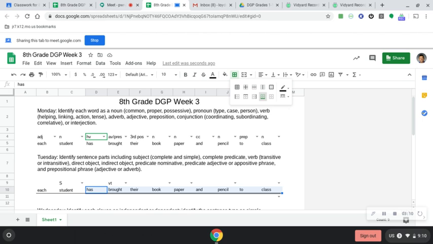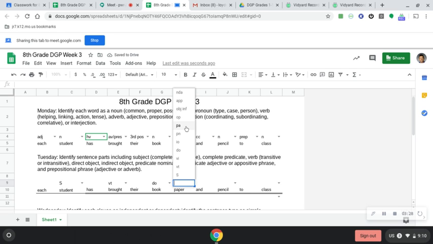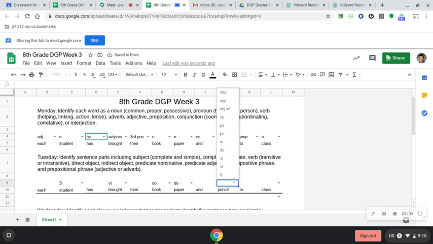So our direct objects, what did they brought? Book, paper, pencil. So what are we putting on top of book, paper, and pencil? DO. Good. So our direct objects are book, paper, and pencil. Okay.